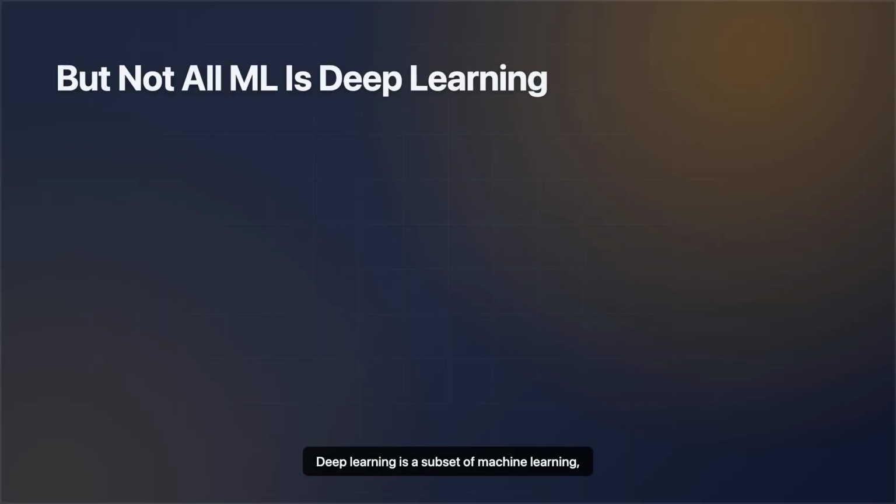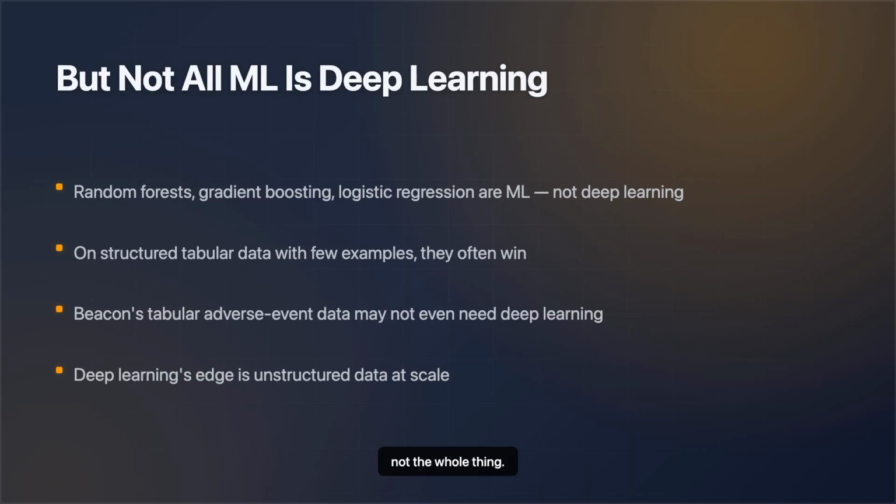Deep learning is a subset of machine learning, not the whole thing. Classical algorithms like random forests, gradient boosting, and logistic regression are machine learning, and they sit outside the deep learning circle entirely. On structured tabular data with a limited number of examples, they often beat deep learning outright. So Beacon's adverse event classifier, trained on neat tabular rows of demographics and lab values, might not need deep learning at all, and that's a perfectly sound engineering choice. Deep learning's real edge is unstructured data at scale: images, audio, raw text.